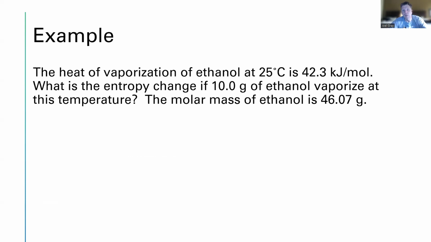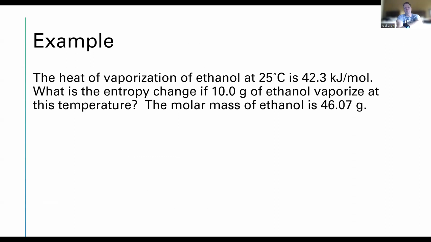So the heat of vaporization of ethanol at 25 degrees Celsius is 42.3 kilojoules. What is the entropy change of 10 grams of ethanol vaporized at this temperature if the molar mass of ethanol is 46.07 grams? So to solve this sort of problem, what we need to do is convert our mass of ethanol to moles. So that's the first thing that I'm going to do.